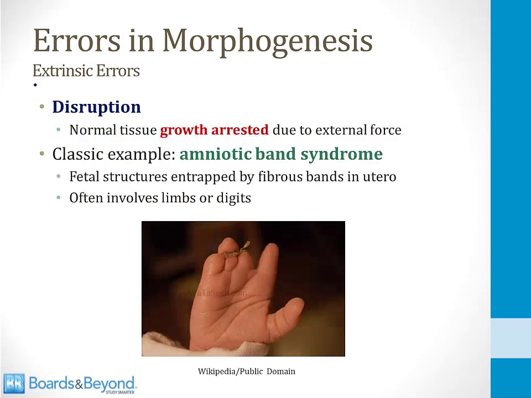Now let's move on and talk about the extrinsic errors in morphogenesis. The first one is called disruption. This is when normal tissue growth is arrested due to an external force. Remember, extrinsic errors are always caused by some external thing outside of the embryo. And the classic example of a disruption is the amniotic band syndrome.